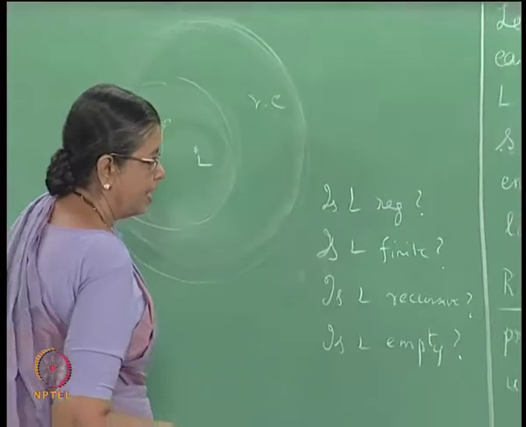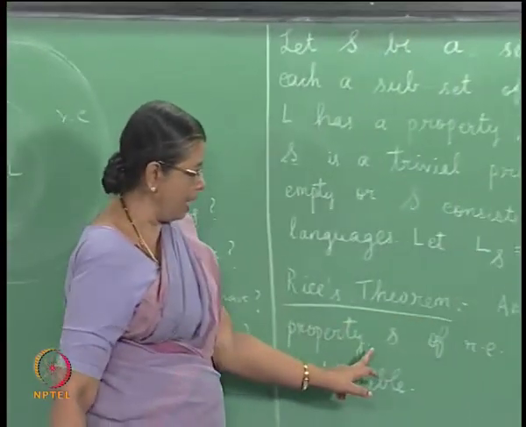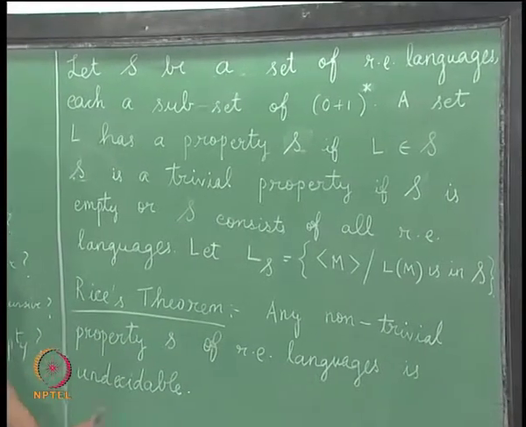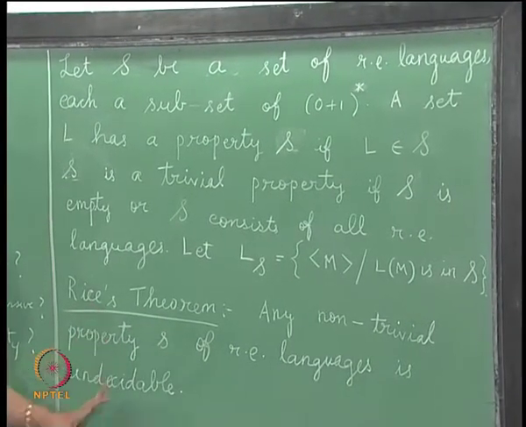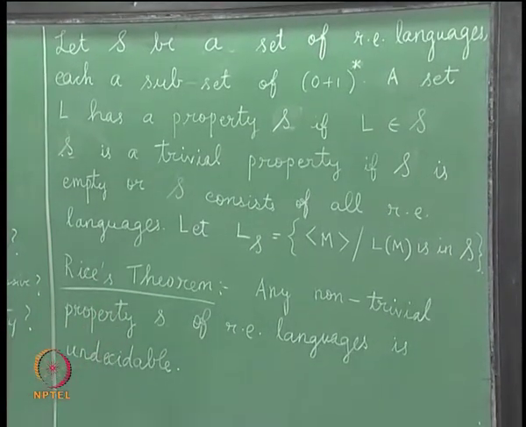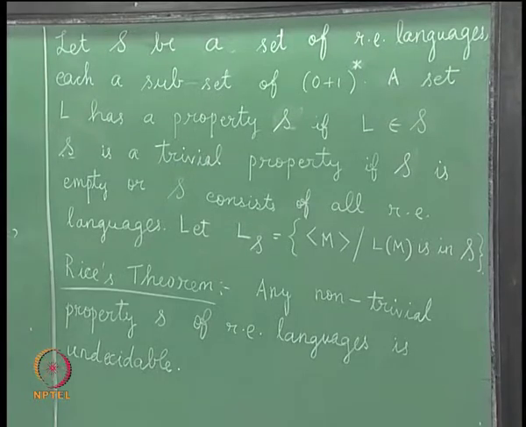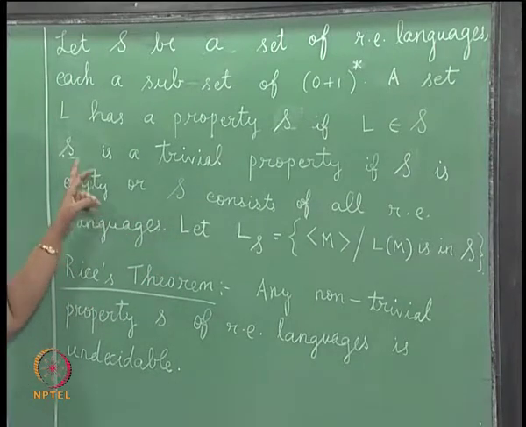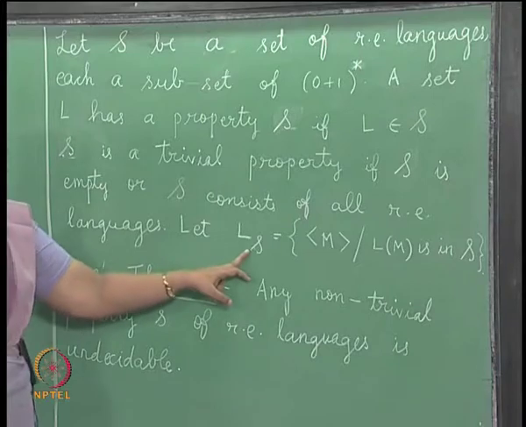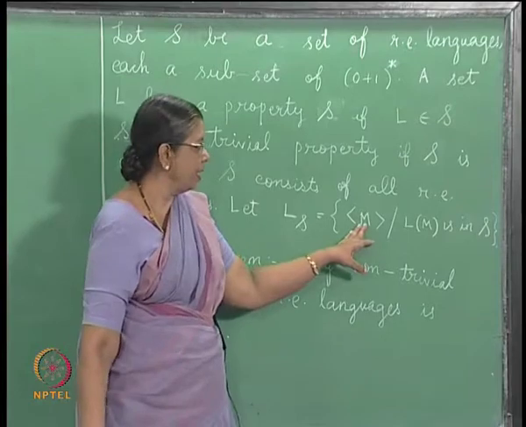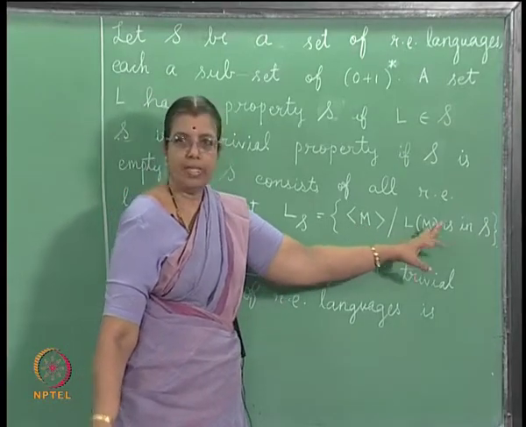Rice's theorem states that any non-trivial property S of recursively enumerable languages is undecidable. Whatever property you take, if it is non-trivial, it is undecidable. So, L_S, the language representation for S, is the encoding of Turing machine M such that L(M) is in S.